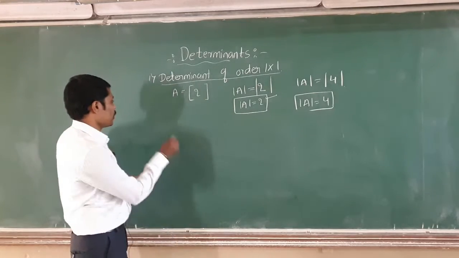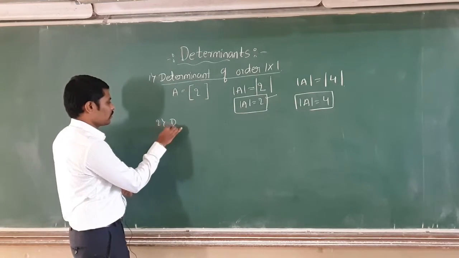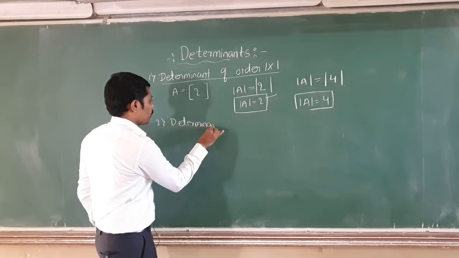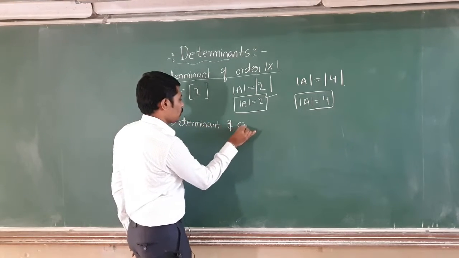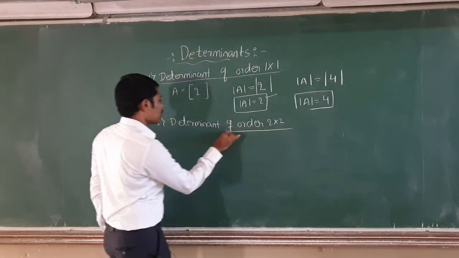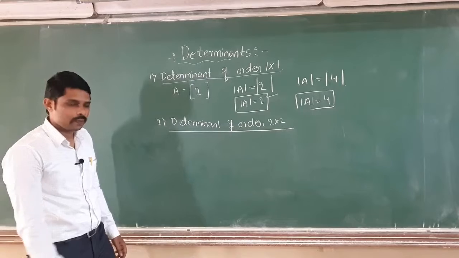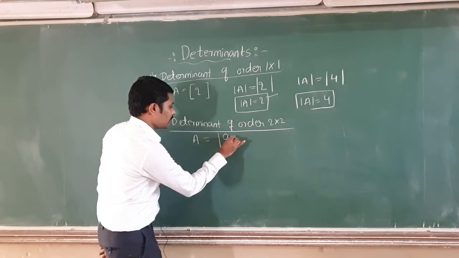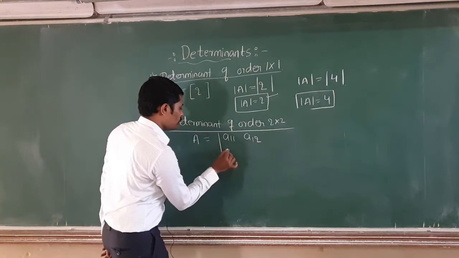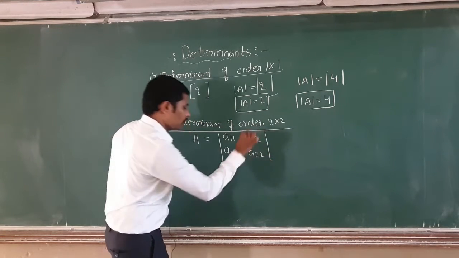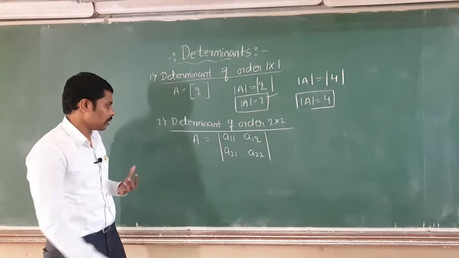Now we will see how to find the determinant of order 2 cross 2. Suppose one determinant is given, I will consider general A11, A12, A21, A22. Then we have to find the value of this determinant.